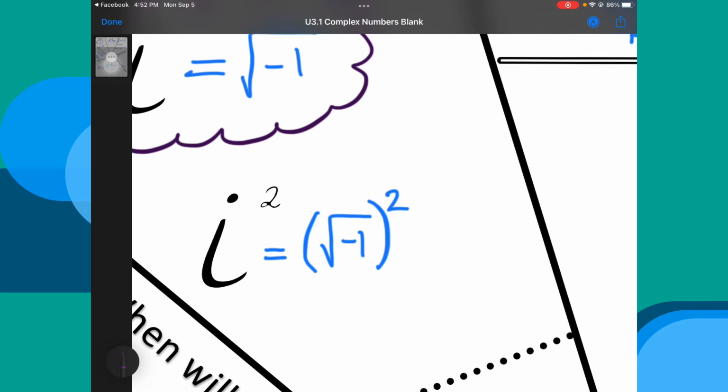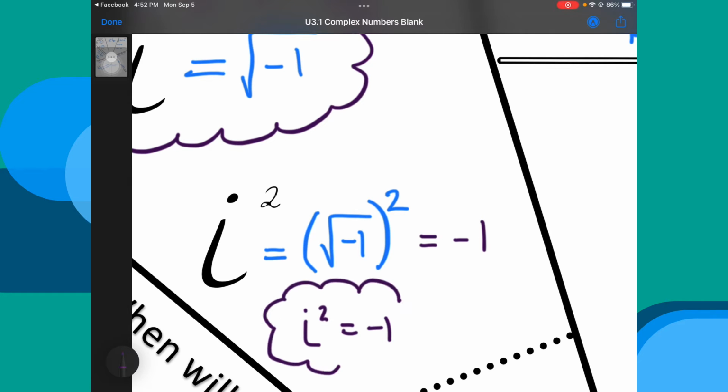So if we take i squared, we're taking the square root of -1 and squaring it, and that means i squared is equal to -1. That's another definition that's pretty common to know. i squared is equal to -1.